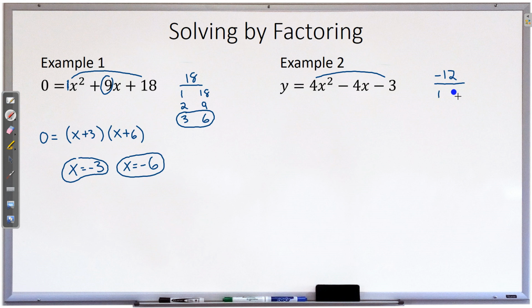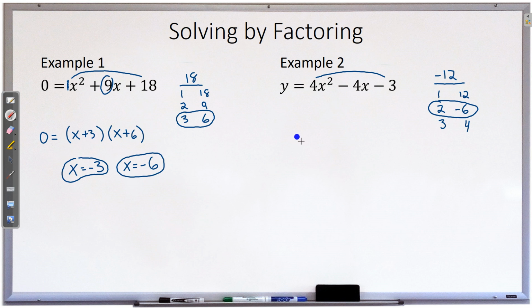Well, let's try it. 1 and 12, 2 and 6. I'm going to just list all of them out. 3 and 4. I could put 4 here, but it'd be 4 and 3, which I already have. And so here are all the factors of 12. Which one could add or subtract up to -4? It looks like 2 and 6. And that will get us there if the 6 is negative.